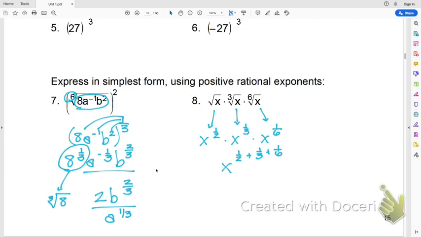In order to add those fractions, what do I have to do? Common denominator. If you need to go out to the side and deal with just the fractions, that's totally fine. What is the common denominator? 6. So that is going to become 3 over 6 instead of 1/2, 2 over 6 instead of 1/3. Keep the 1 over 6. If I add those all up with the common denominator, what do I get? 1.